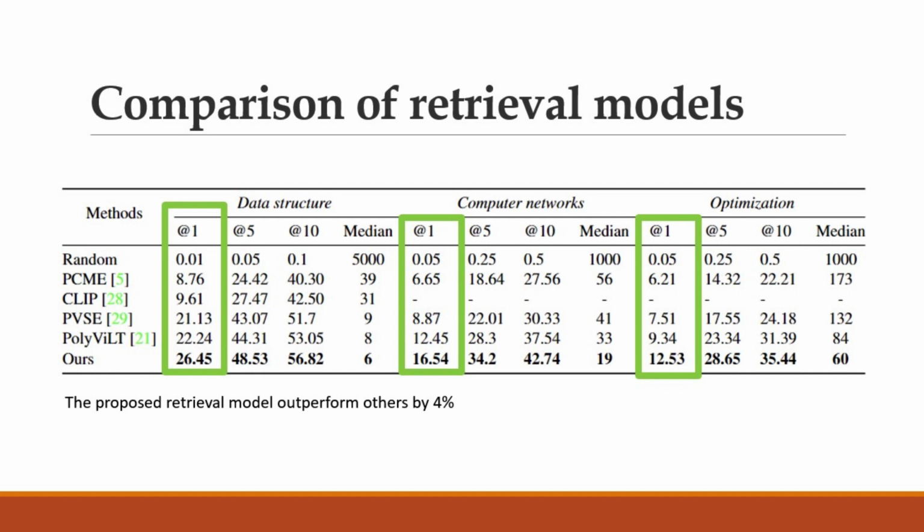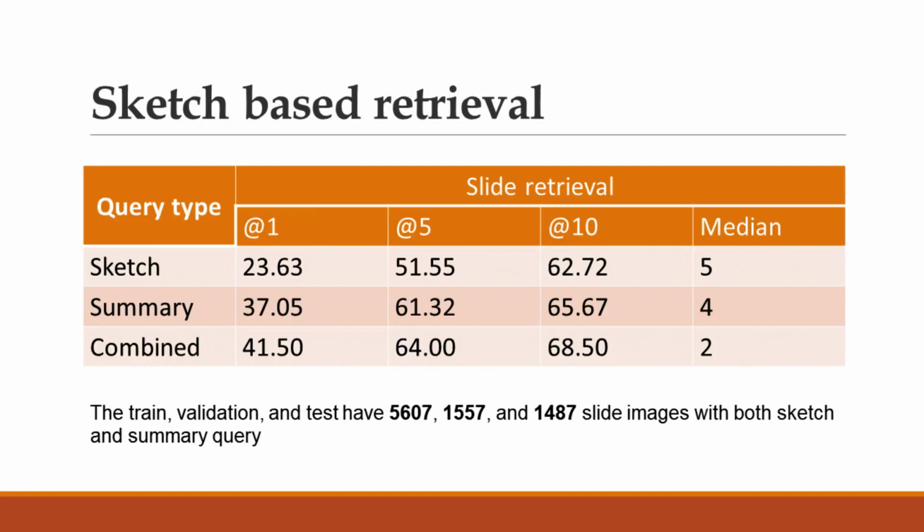However, here, we notice that the generalizability of this retrieved model could be better. The model drops its performance for the topics not included in the training set. Sketch-based slide image retrieval. This experiment is performed on the slide images with sketches and textual descriptions. In our dataset, we have the train, validation, and test have 5607, 1557, and 1487 slide images with figures, respectively.